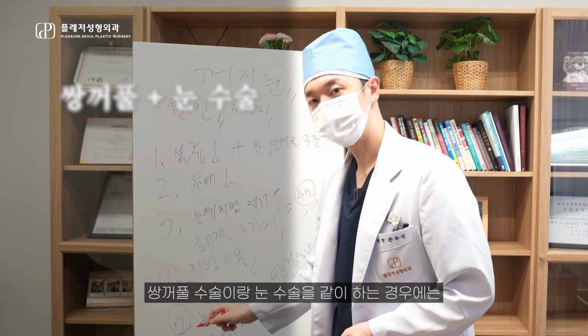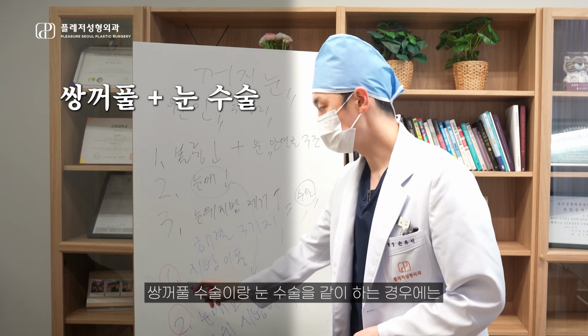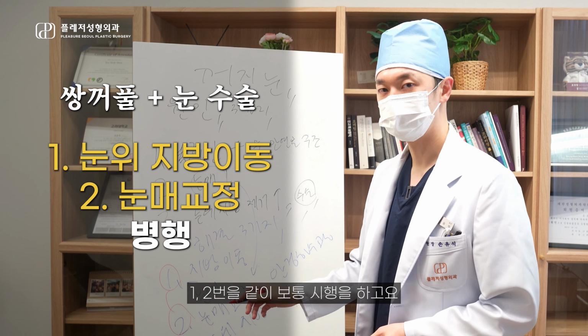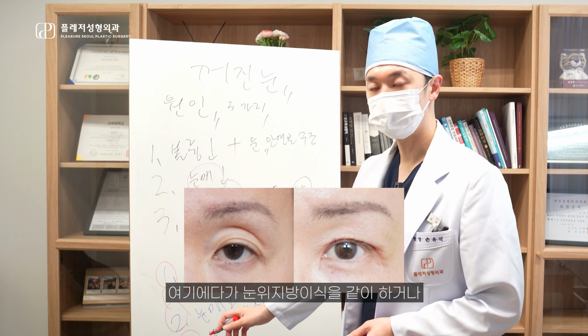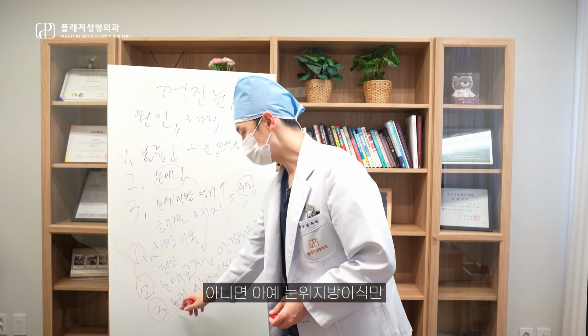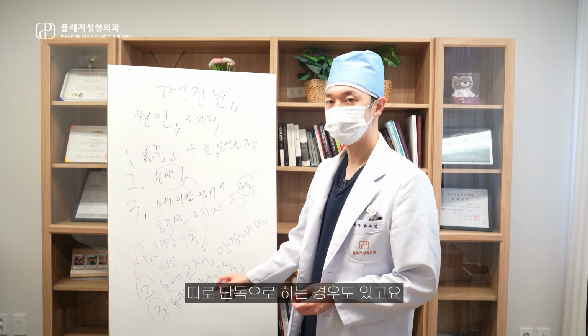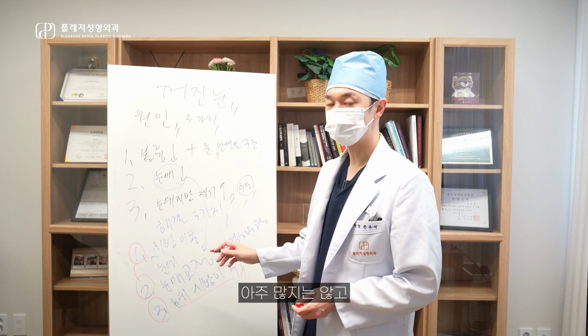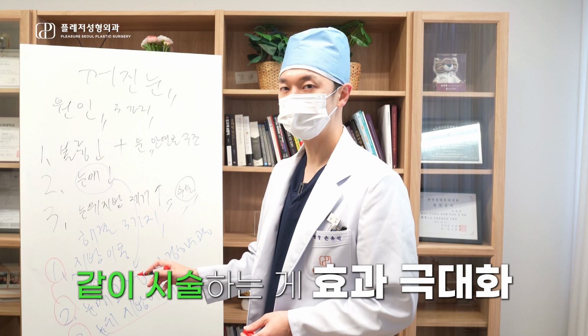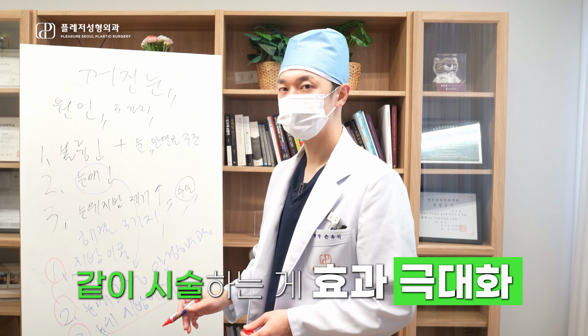When double eyelid surgery is performed together with eye surgery, methods 1 and 2 are usually done together. Sometimes fat grafting to the upper eyelid is also performed in addition to these procedures. Alternatively, sometimes only the upper eyelid fat grafting is performed alone. So, it's not very common to do just one of these 3 procedures. Personally, I think the best results come from combining these 3 methods to some extent.